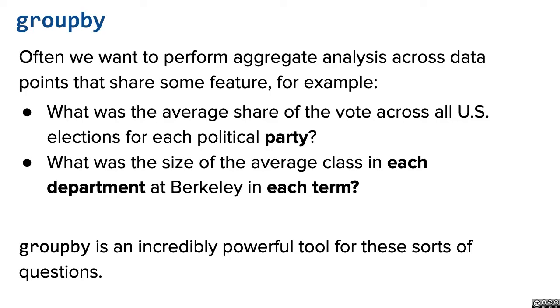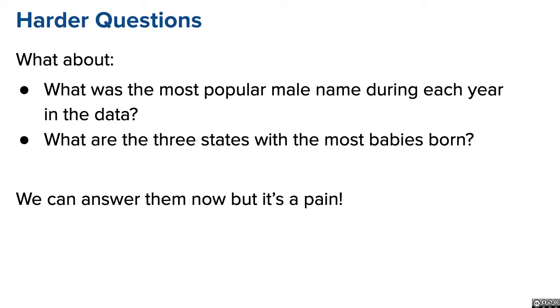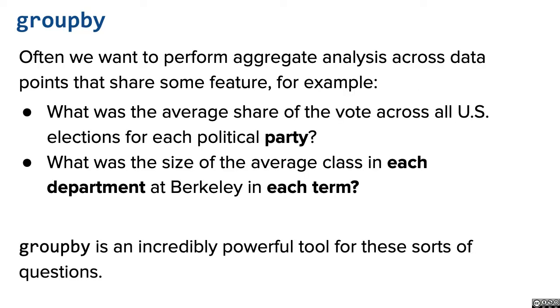And a common theme between those 3 questions that I showed in the previous slide is that they want to perform some aggregate analysis across some data. So for example, in the previous slide, the most popular male name during each year in the data, that's essentially saying, okay, for 1955, look at all the male names, look at all the counts, and then pick the male name that has the highest count. And so that means that each year has a collection of names, and within each year, I want to compute some value based on that collection. In this case, the maximum of that collection. Okay. And so to answer questions like this, we use the group by operator in pandas.